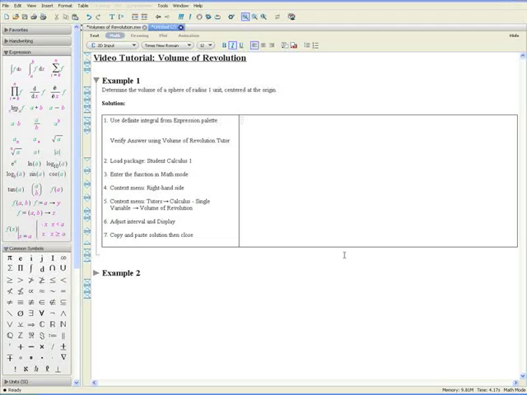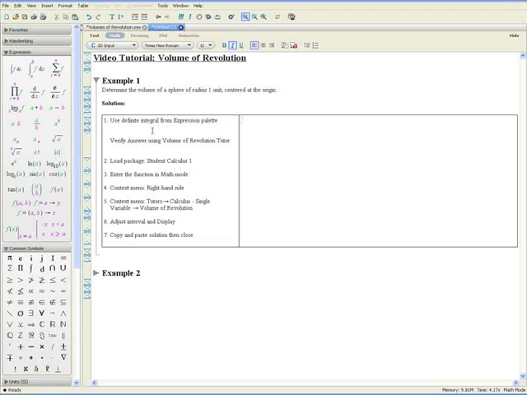Welcome to the Volume of Revolution video tutorial. In these examples, we'll be looking at different shapes and we will be determining their volume through first principles and through Maple's Volume of Revolution tutor. Example 1. Determine the volume of a sphere of radius 1 unit centered at the origin.